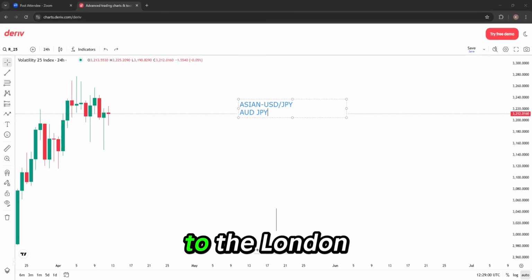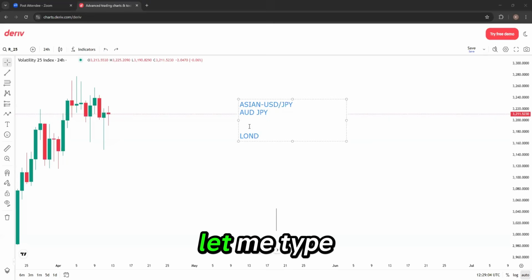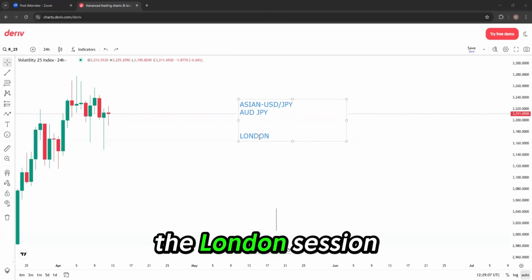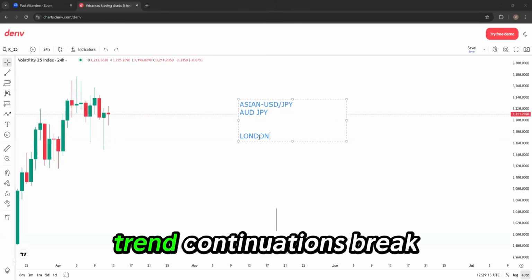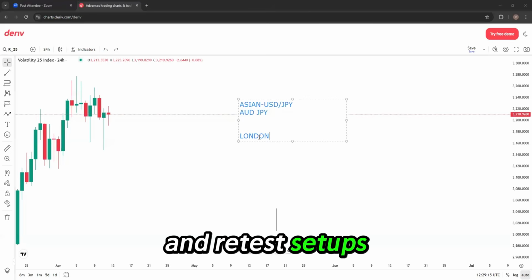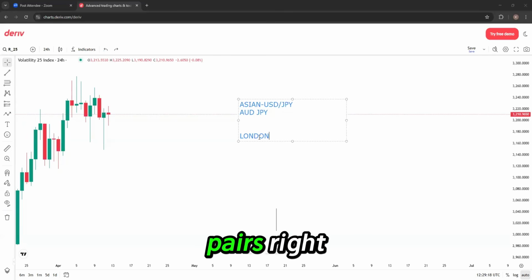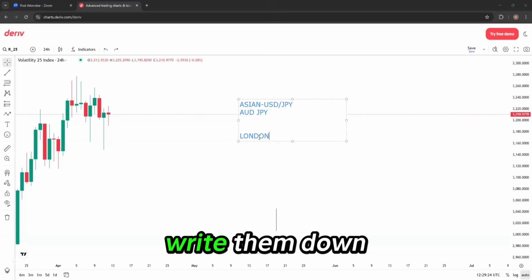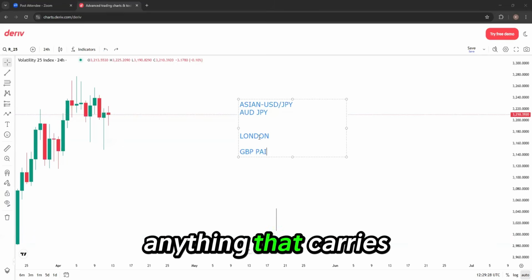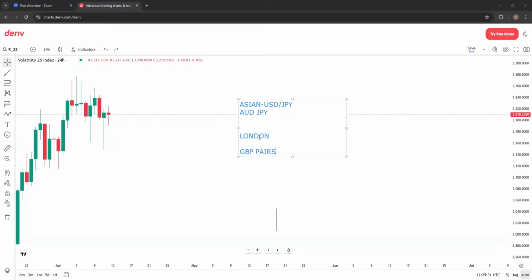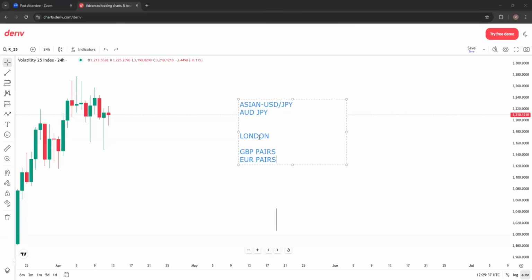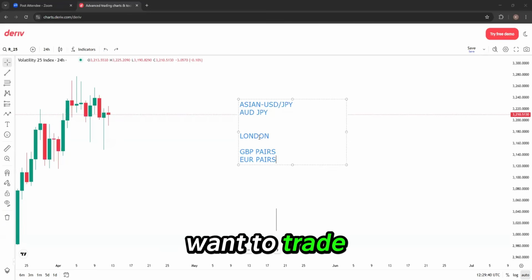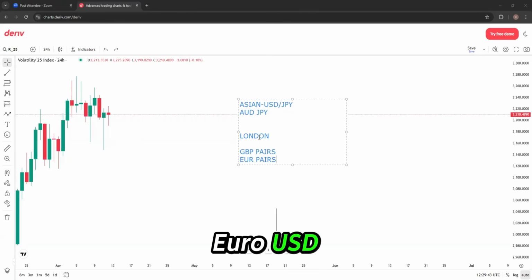And then as you move on to the London session, like I said, this is the best session to trade breakouts, trend continuations, and break and retest setups. The best pairs that you can trade are GBP pairs. Let me write them down. GBP pairs, anything that carries GBP on it. And you'd also want to trade your Euro pairs. So generally you want to trade something like GBP USD, Euro USD.